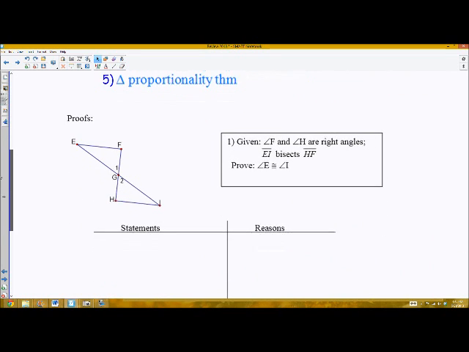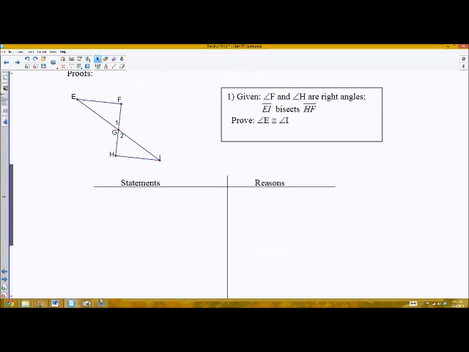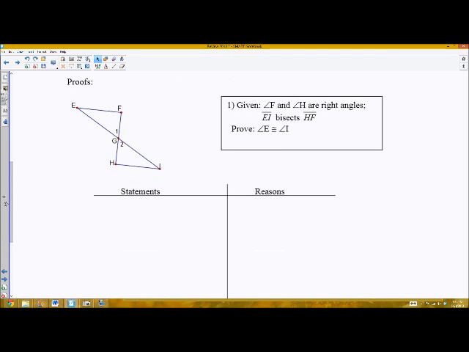Now I'd like to actually go over some examples of proofs, and I'm going to go through this one with you, and then I'm going to have you try the next one on your own. But let's see what we can do here. So let's get a pen. I would highly recommend highlighters to help you to mark up your diagram, but I'm going to mark my givens. I know F and H are both right angles. So this is a right angle, and this is a right angle.